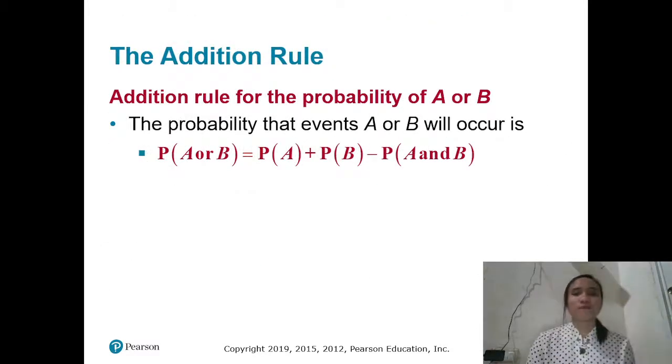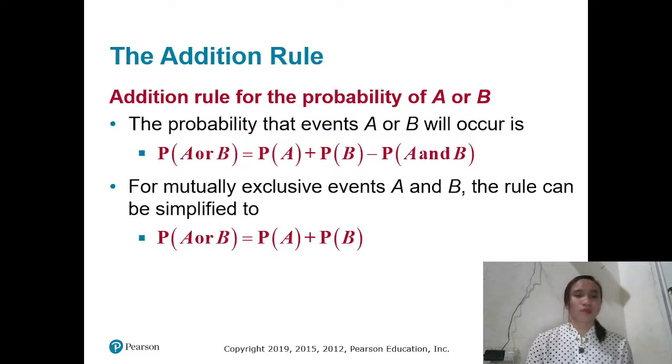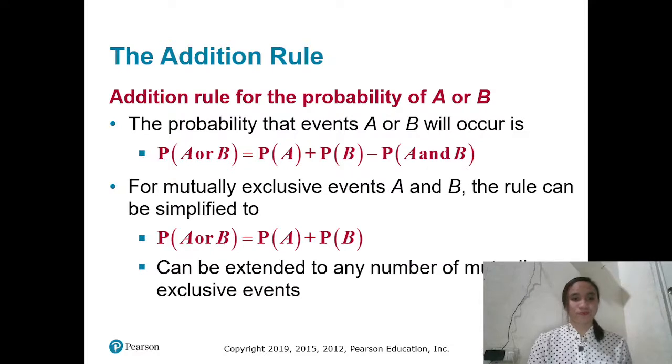So here is the formula of the addition rule. Addition rule for the probability of A or B. The probability that events A or B will occur is: probability of A or B is equal to probability of A plus probability of B minus probability of A and B. For mutually exclusive events A and B, that rule can be simplified to probability of A or B equals probability of A plus probability of B. It can be extended to any number of mutually exclusive events.